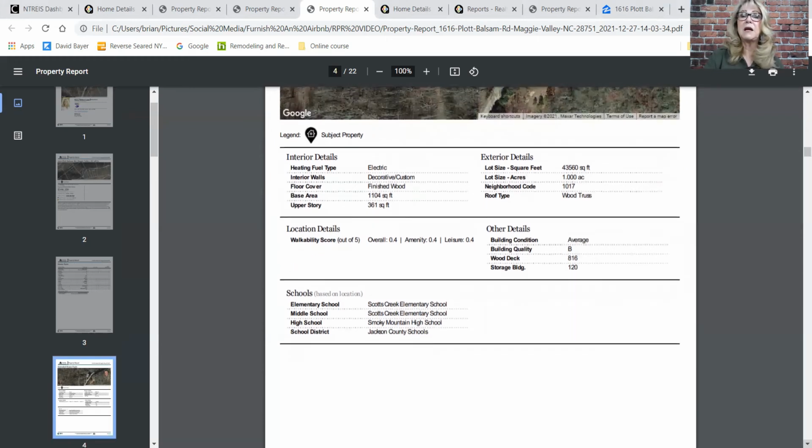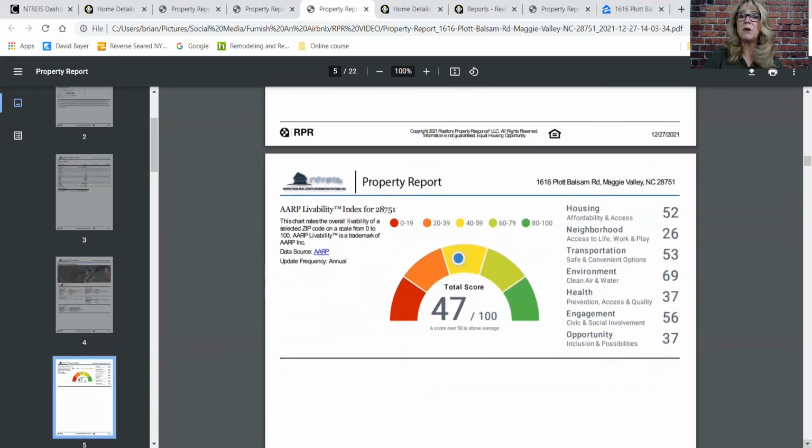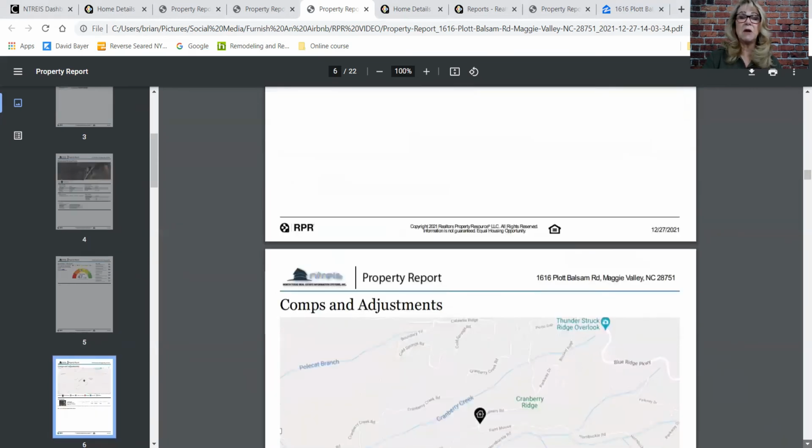building quality B. So this gives me some ideas, like if I were to pursue this, what I might want to be paying attention to, right? So what does that mean? Because some of those houses there are built on the side of a mountain. Okay, so property report. Now remember, the neighborhood, access to life and work. It's rated at 26, so not very high. So it means it's kind of remote, which is good for an Airbnb. Looks like transportation's okay. Environment's good. So I'm not put off so far. Yay. I'm going to keep going.